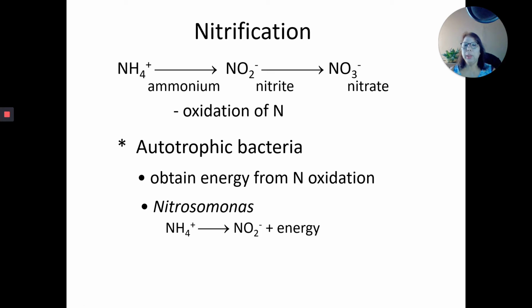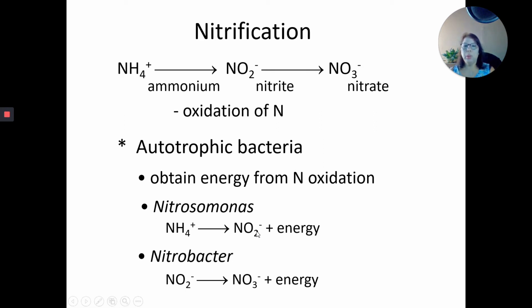The nitrosomonas convert ammonia to energy, and you also have nitrobacter. So you have here one product, the NO2. Once the nitrosomonas have produced the NO2, the nitrobacter come in, and then the group of nitrobacter will convert this again into NO3 plus energy. So this is the end product of nitrification.